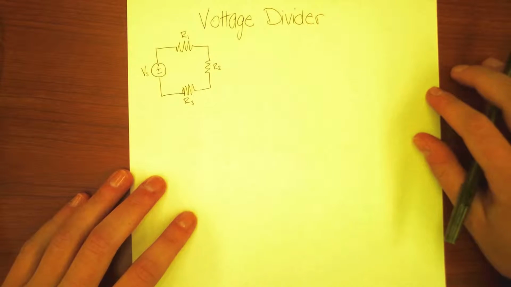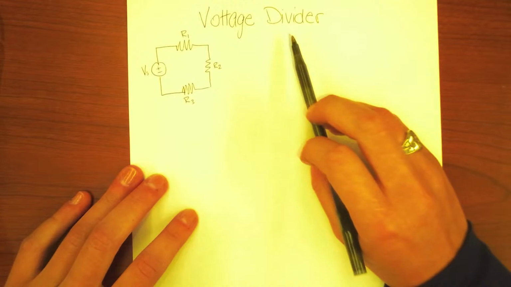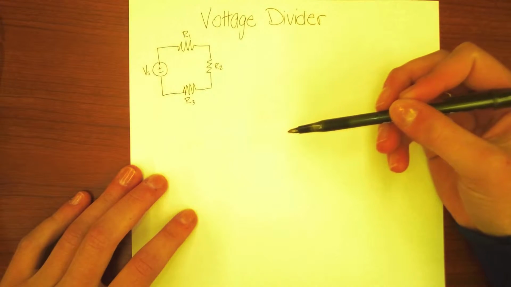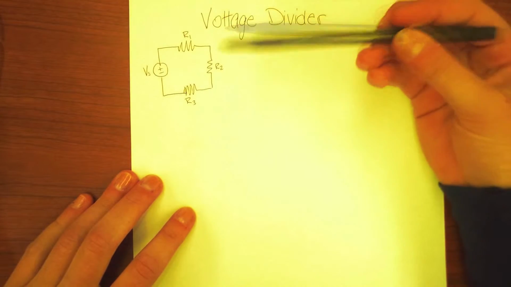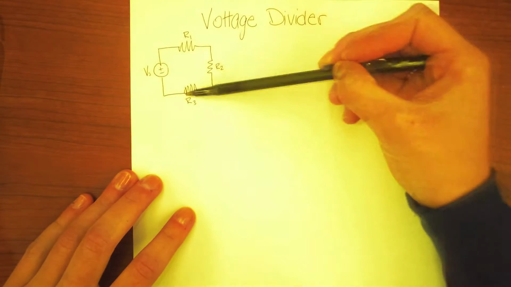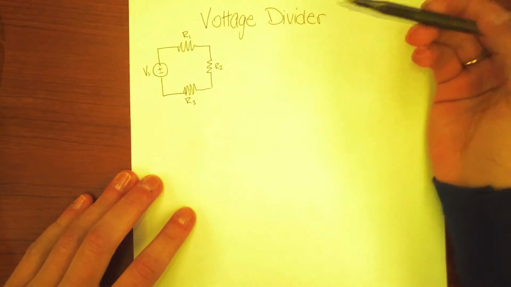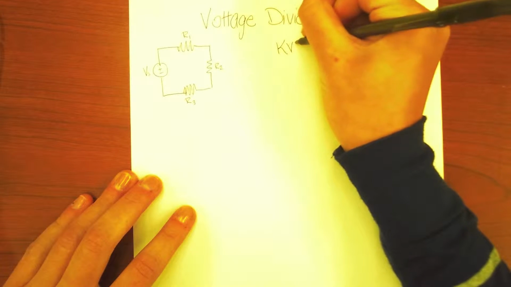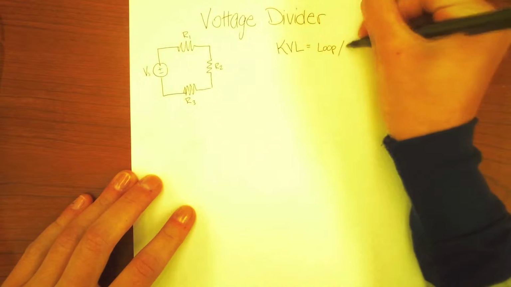So this lecture is going to talk about voltage division, and I'm going to give a quick overview of how to do it and then give a quick example. So first thing we want to look at is that when you have multiple resistors in a single loop, the source voltage will be divided according to KVL, which is Kirchhoff's voltage law, also known as loop or mesh analysis.